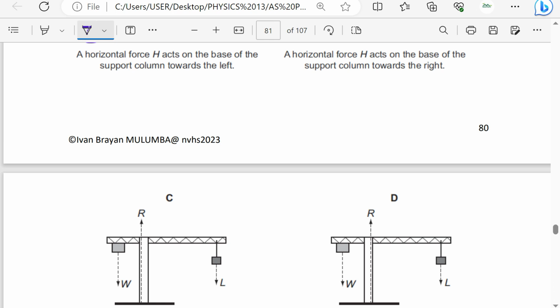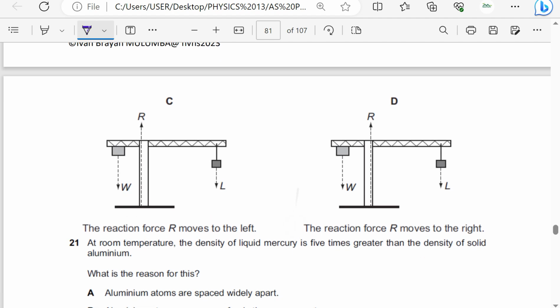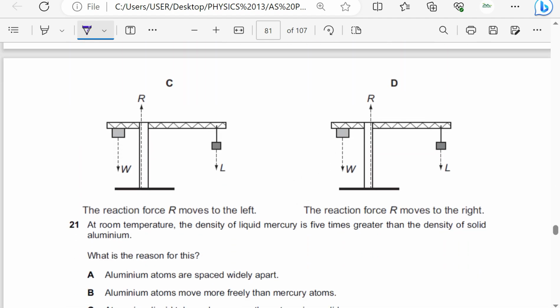Let's check C. The reaction force R moves to the left. If the reaction force R moves to the left when y increases, it still just increases the clockwise moment, because if the reaction force R moves to the left, the clockwise moment is still going to be greater. So it means this one does not help.